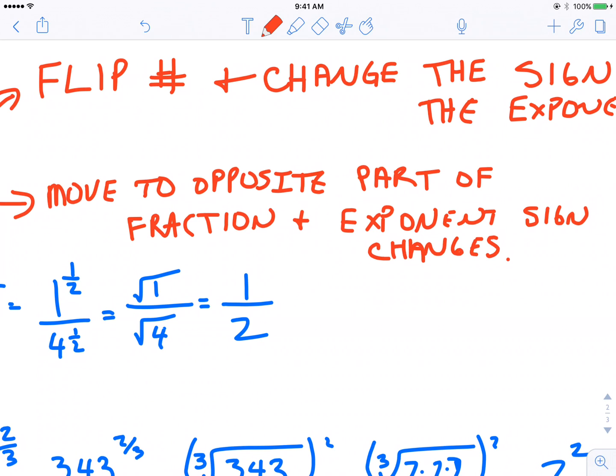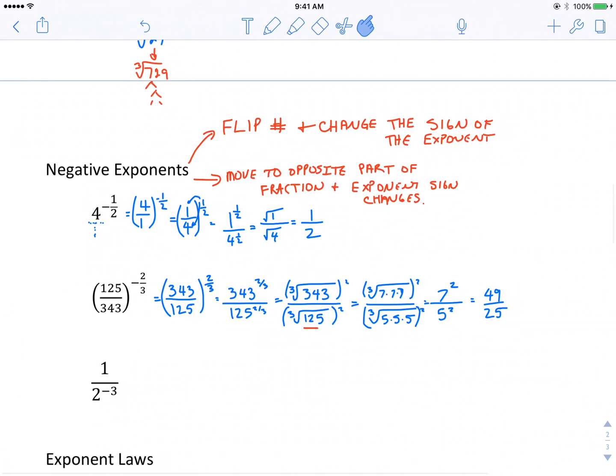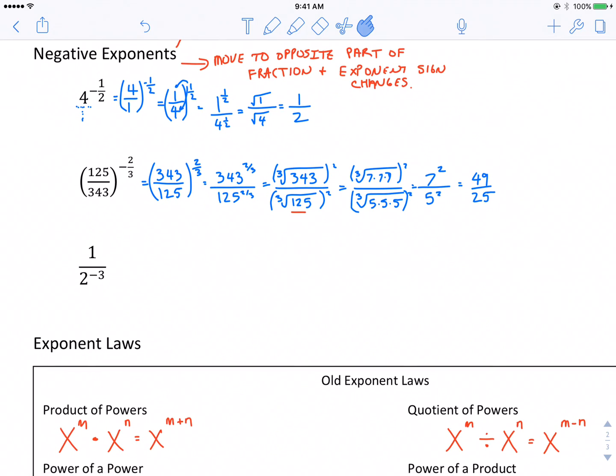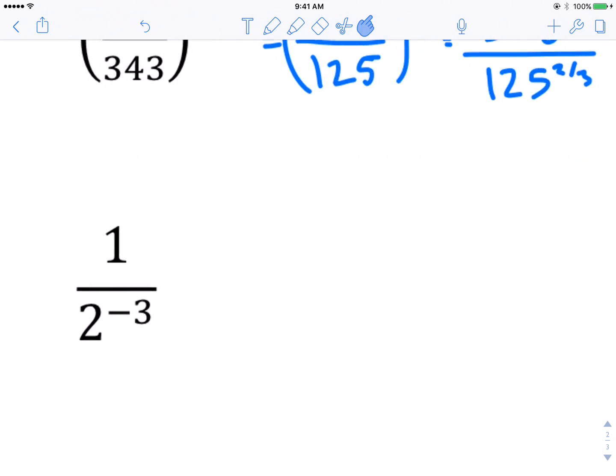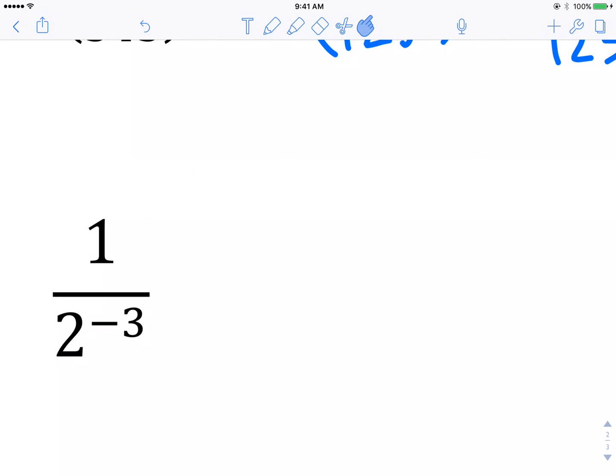So it's not negative anymore. Sorry, I missed a word there. Hope that didn't cause too many people some grief. 1 over 2 to the power of negative 3.